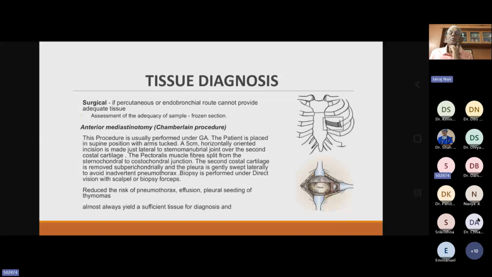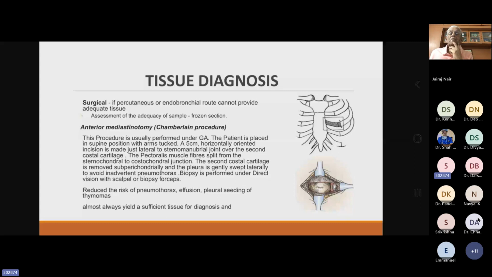By anterior mediastinotomy, the Chamberlain procedure. This procedure is usually performed under general anesthesia. The patient is placed in supine position with arms tucked. A 5 cm horizontally oriented incision is made just lateral to the sternomanubrial joint over the second costal cartilage. The pectoralis muscle fibers are split from the sternochondral to costochondral junction. The second costal cartilage is removed subperichondrally and the pleura is gently swept laterally to avoid inadvertent pneumothorax.